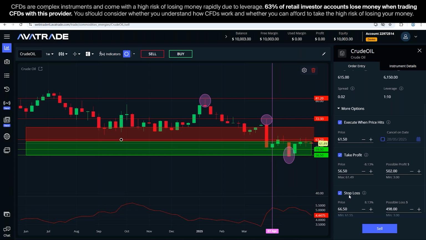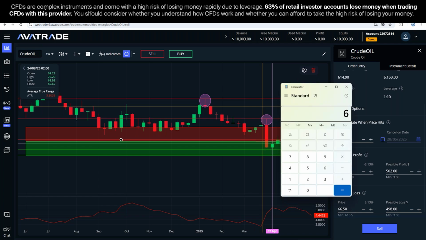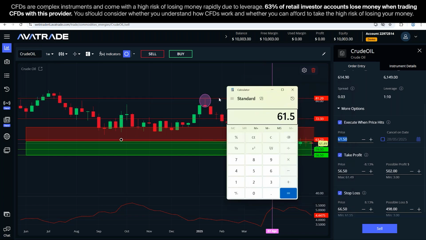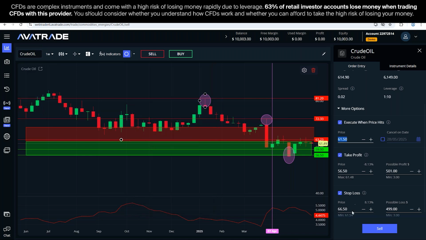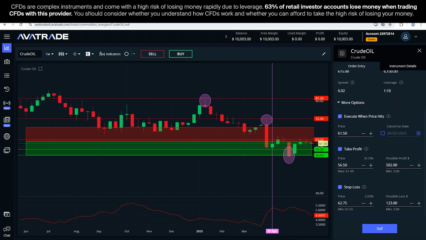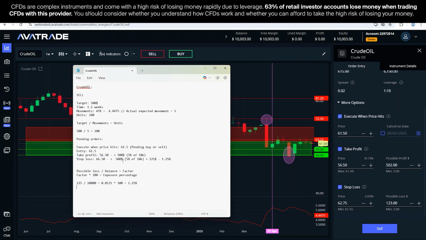So our entry is 61.50, right? 61.50 is our entry, and we would like to add 1.25. So this is our new stop loss. And with this new stop loss, we can see that the possible loss is almost 125.